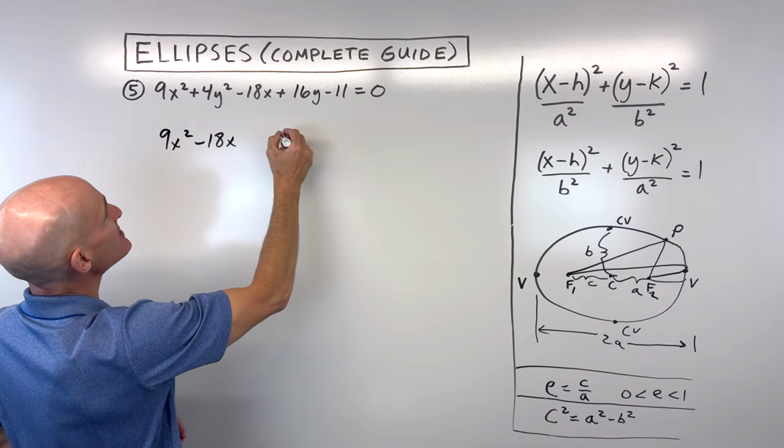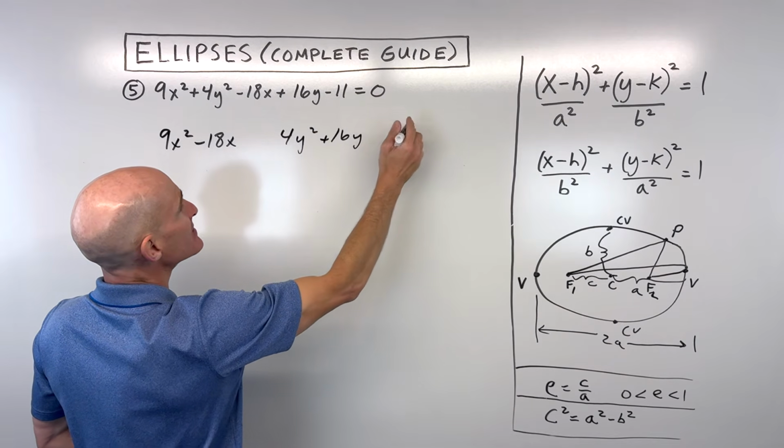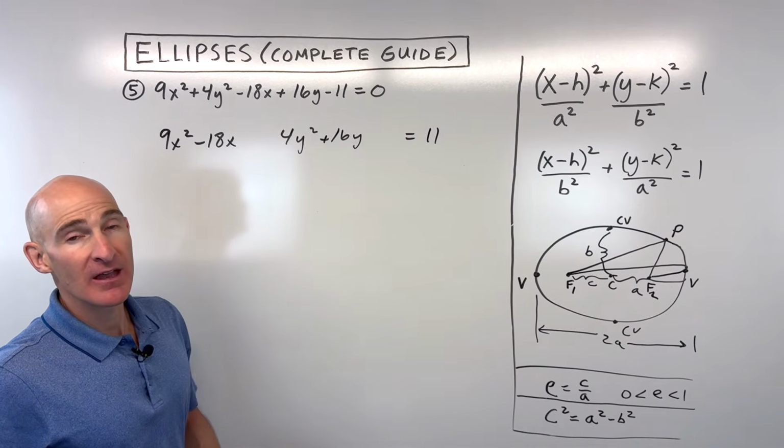I'm going to group the y's together. I'm going to add the constant to the other side of the equation. So if I add 11 to both sides, this is going to become positive 11. Okay, that's step number 1.